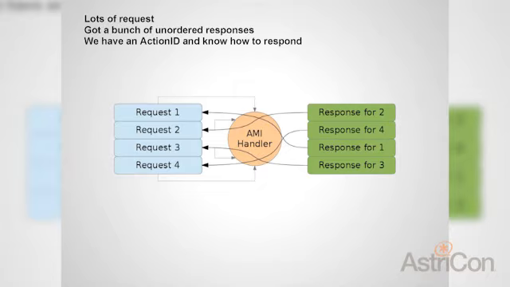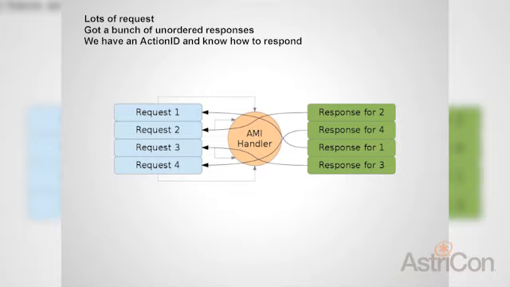So this diagram kind of shows us what we get out of that. We can handle lots of requests at the same time. We get a bunch of completely unordered requests from a ton of Asterisk servers out there, and still know how to deal with them. Still know where to proxy, do whatever we need to do with them. And we have the action ID set up just for that reason.